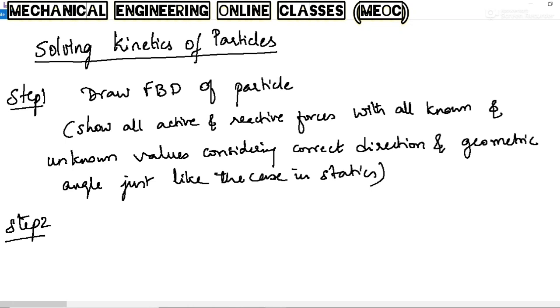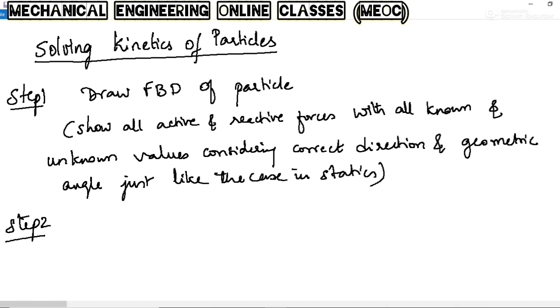Now let us see the steps involved in solving kinetics of particles. The first step is to draw the FBD of the particle, just like how we have drawn FBDs for statics. We have to show the object in its actual angle. If it is on an inclined plane, we should show it on an inclined plane only. Then we have to show all the active and reactive forces.